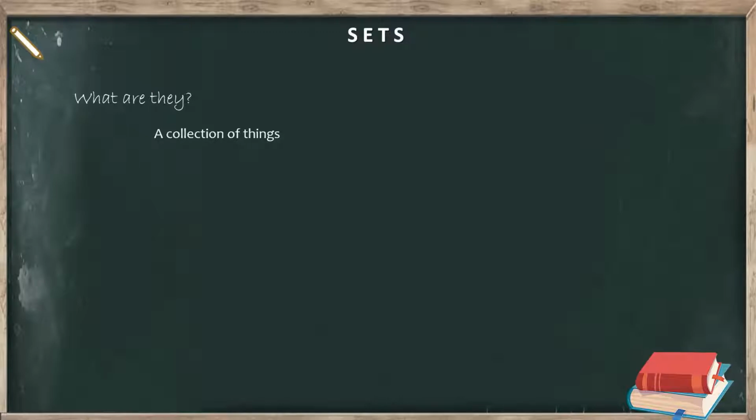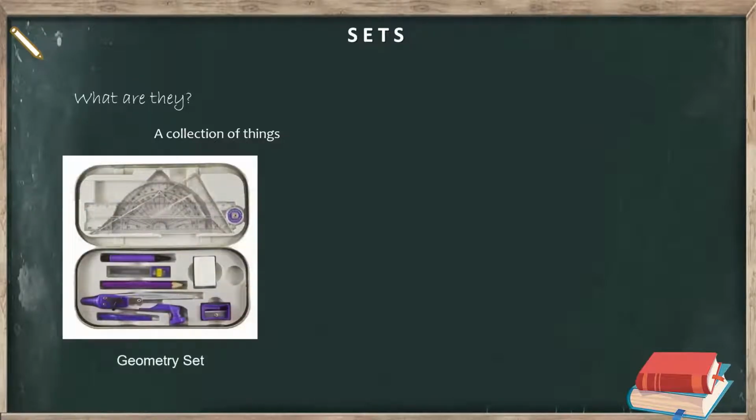Now, you have heard of a pencil set, a pen set, a stationery set. So we take categories of things, and those things we can say are sets. For example, a geometry set. Why do we call it a geometry set? Because it is a set that has everything that we need for a geometry class.